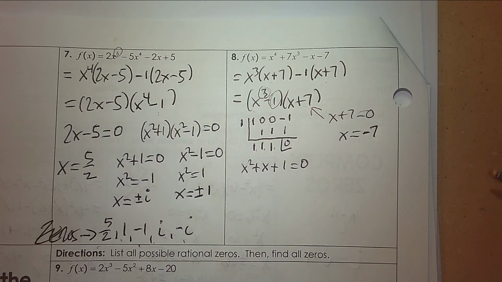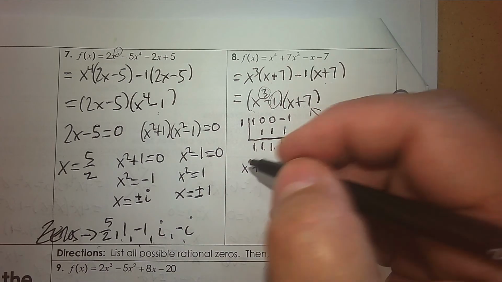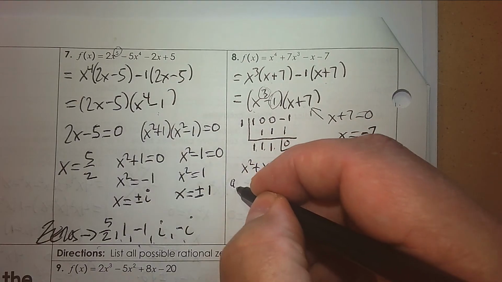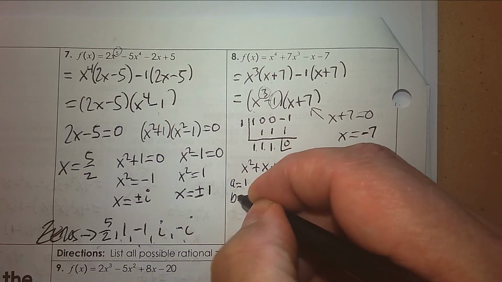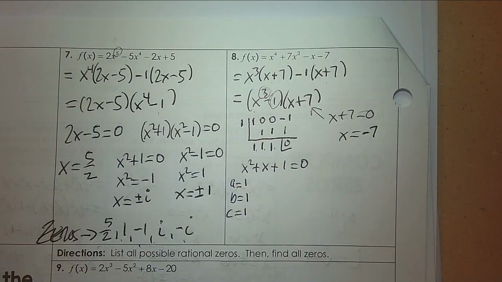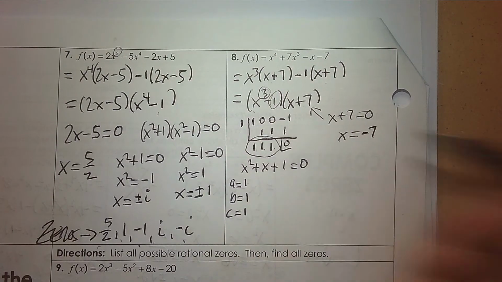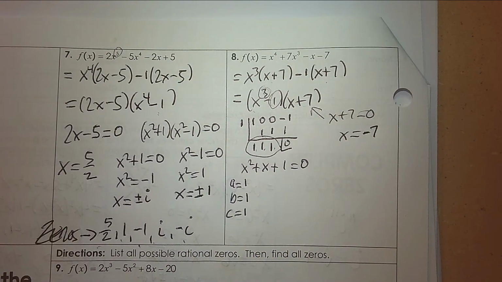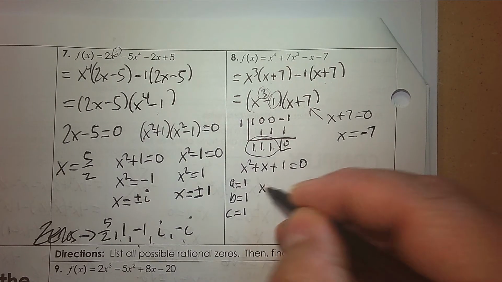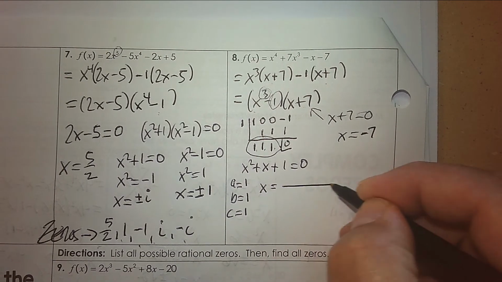So one thing to know for the quadratic formula is that a equals 1, b equals 1, and c equals 1. Do you see that's already there? Isn't that kind of cool? a, b, c, 1, 1, 1, right? So, do you remember the quadratic formula, Thomas? Not really. All right, we're going to do this.